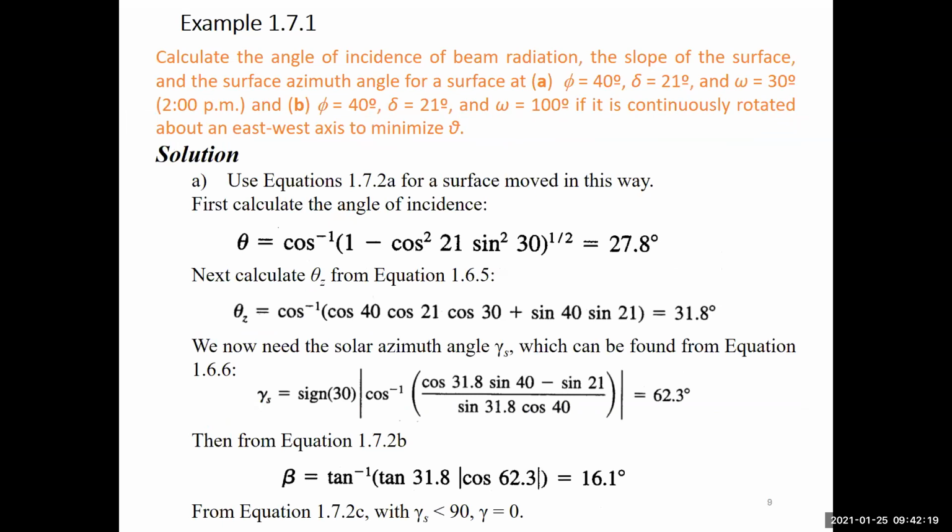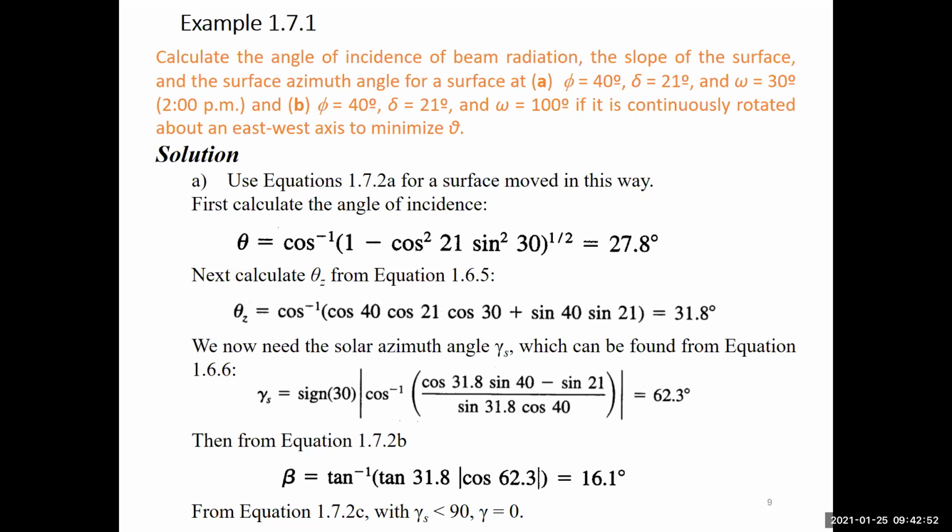An example is given here, which is nothing but a direct substitution into the equations that we had earlier in the previous slides. It asks for the angle of incidence of beam radiation, slope of the surface, and azimuth angle for the surface at a latitude of 40 degrees, declination of 21, and for an hour angle of 30 at 2 p.m.